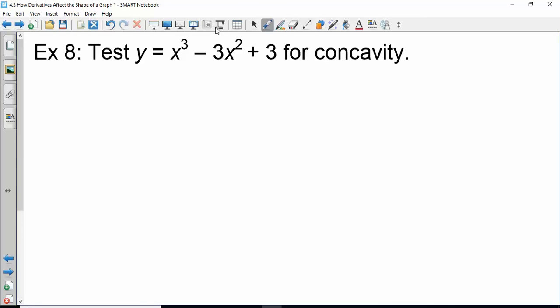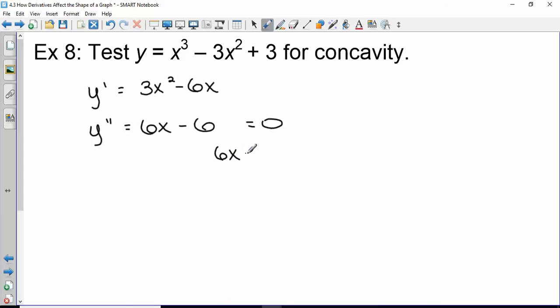Okay, so for concavity, I need the second derivative. So the first derivative would be 3x squared minus 6x. The second derivative would be 6x minus 6. Inflection points are really like your critical points of the second derivative, so anywhere it's 0 or undefined. Is this ever undefined? No, so just set it equal to 0. So x equals 1. That is the inflection point.